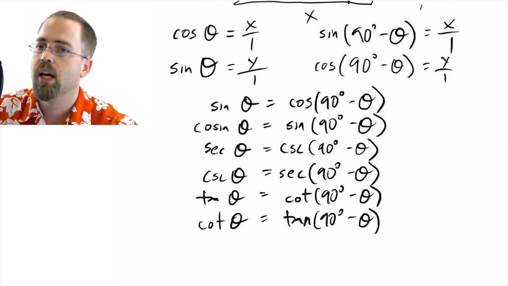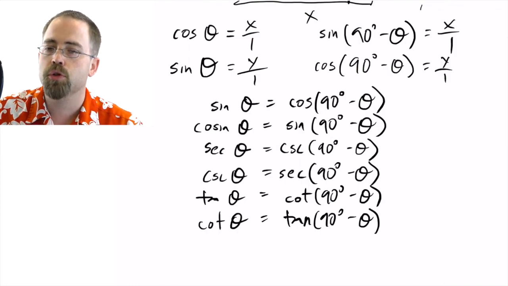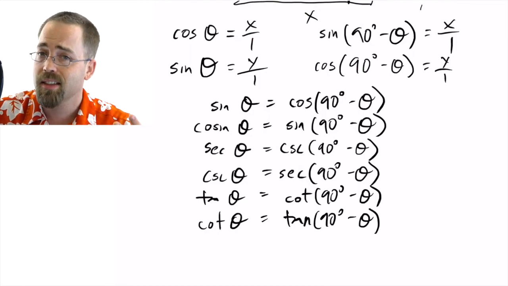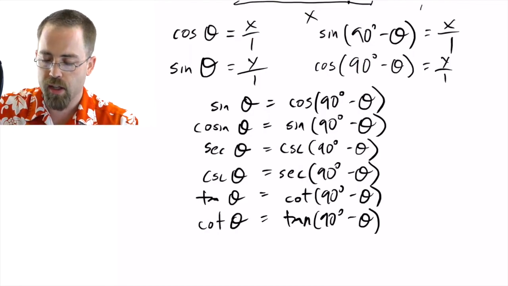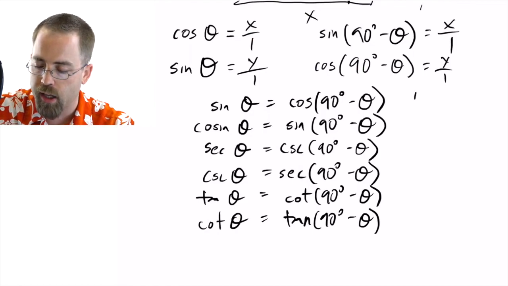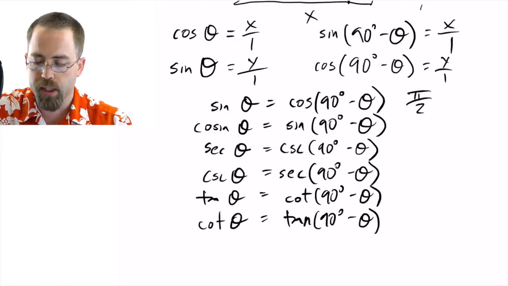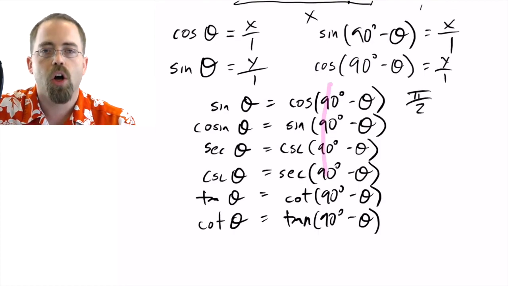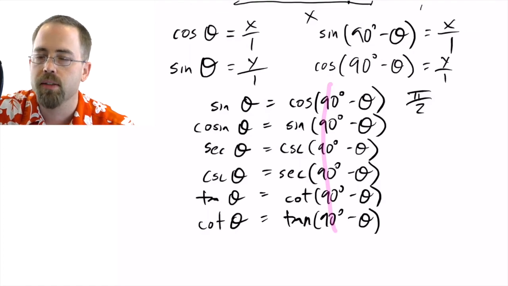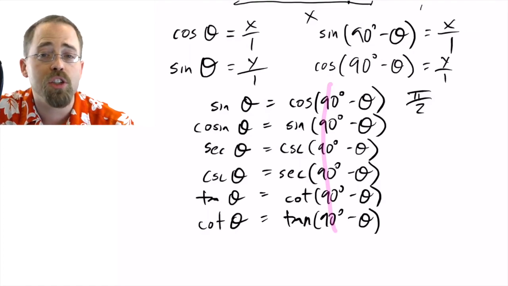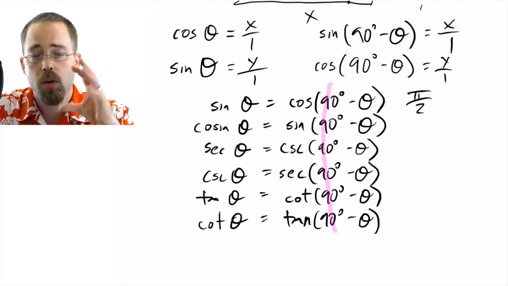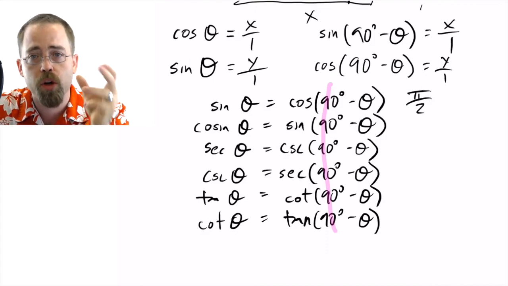So maybe to help yourself remember this in your notes, you could write this down with 90 all six times and then go back and write it as pi over 2 in place of the 90 all six times. I think that'll cement it in your brain. This is the definition of cofunctions. This is where that prefix co comes from and what it means. So bear that in mind. This will be very helpful.